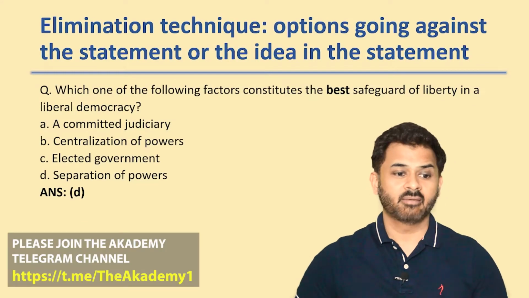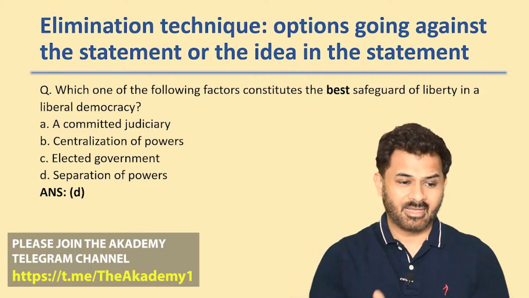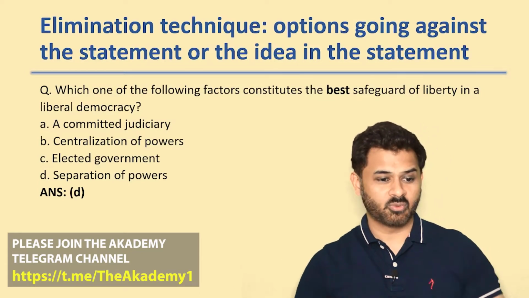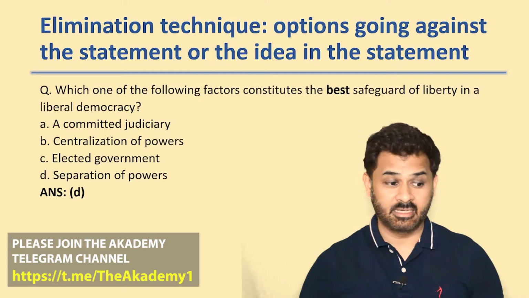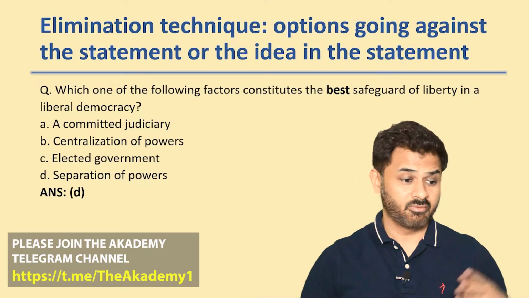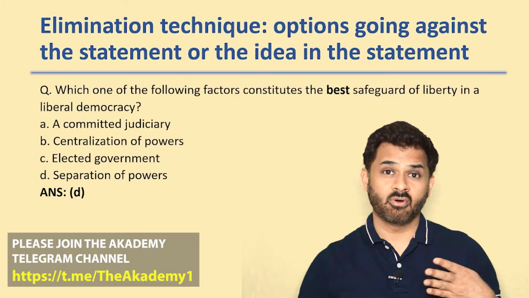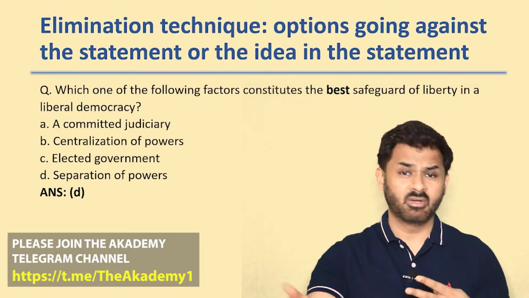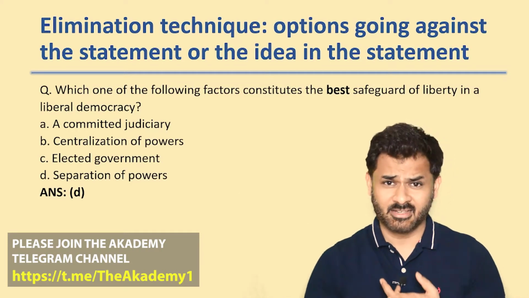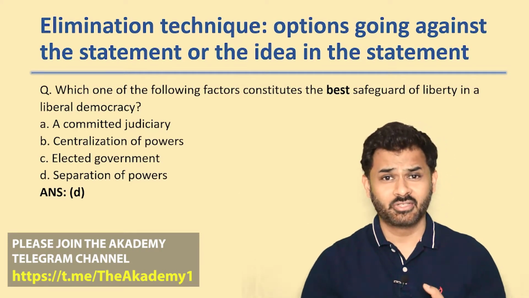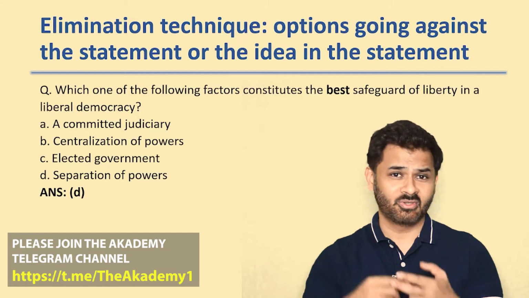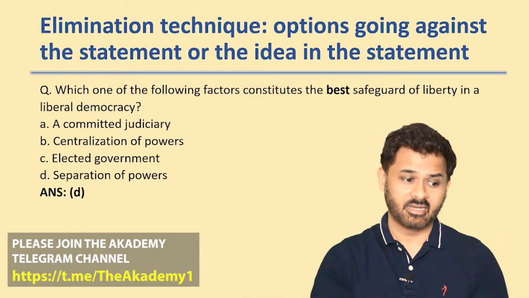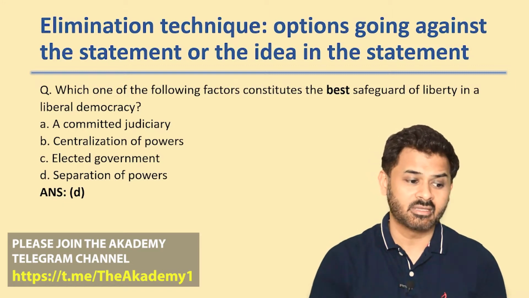Then we have another one: options going against the statement or the idea of the statement. I have four options over here, for example a question on liberty in a liberal democracy. Out of these four, two of them go absolutely against the idea of liberty or liberal democracy, like centralization of power and a committed judiciary. Two of them are definitely going against, so you rule out those. Out of the remaining two, you can mark the answer. Obviously the correct answer would be D, separation of power in this case.